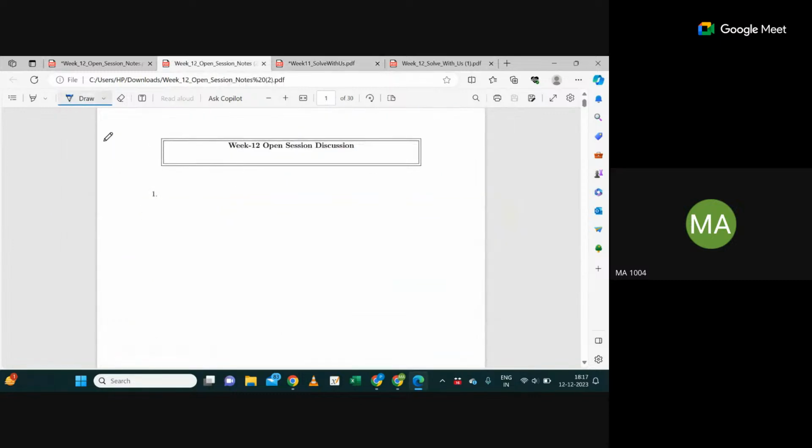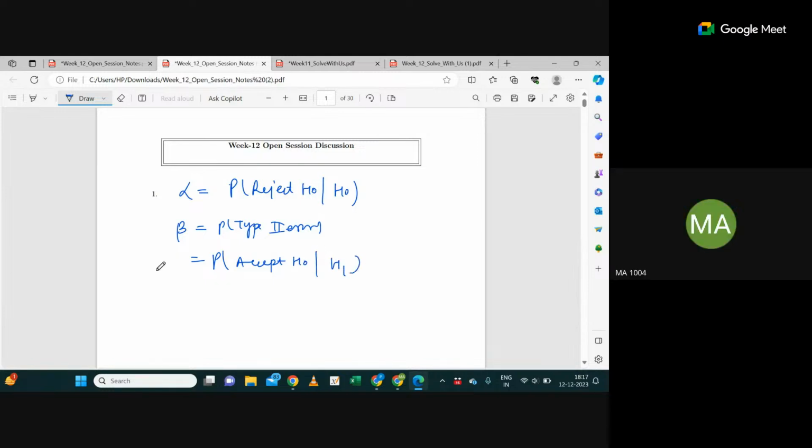Okay, let me tell you basically what this alpha and beta are. Alpha is called the probability of type 1 error. It is the probability of rejecting H naught when H naught is true. And beta is called the probability of type 2 error. What is this type 2 error? The probability of accepting H naught when H1 is true.